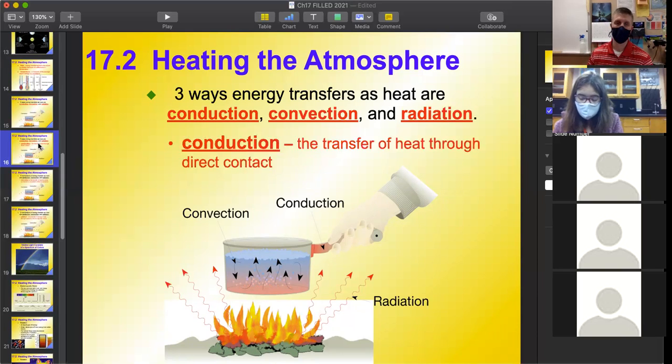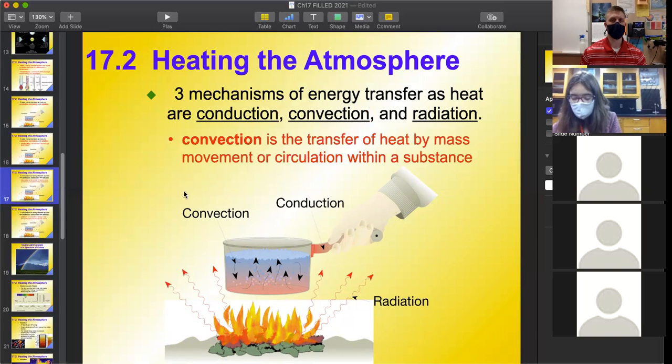That's the quickest and most effective way of energy transfer. So if you touch something hot, you made direct contact with it, that's conduction.